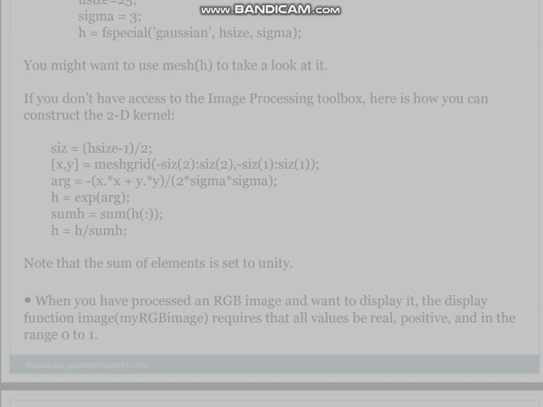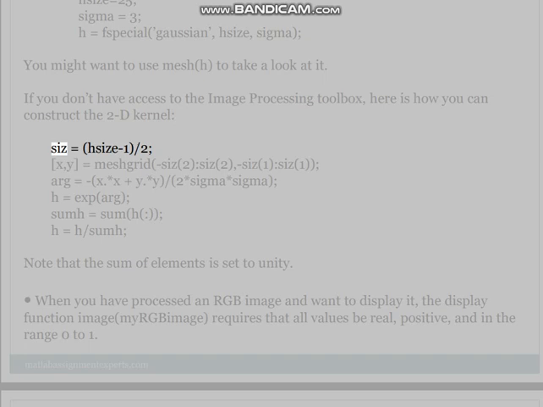size = 25; sigma = 3; h = fspecial('gaussian', size, sigma). You might want to use mesh(h) to take a look at it. If you don't have access to the image processing toolbox, here is how you can construct the 2D kernel.